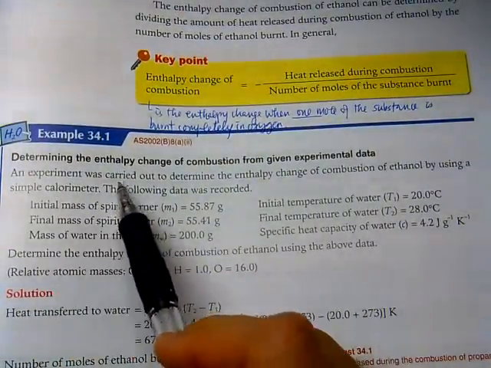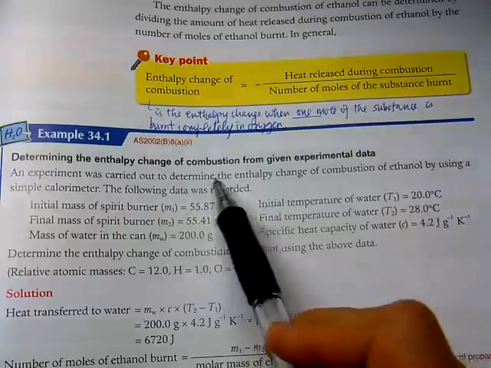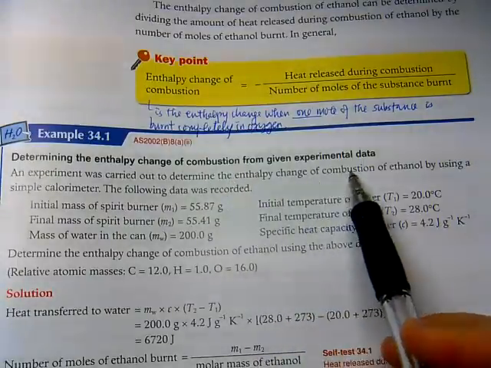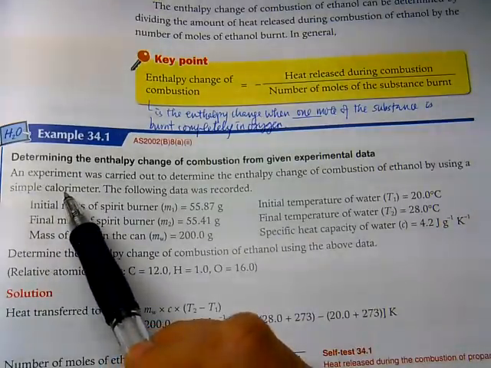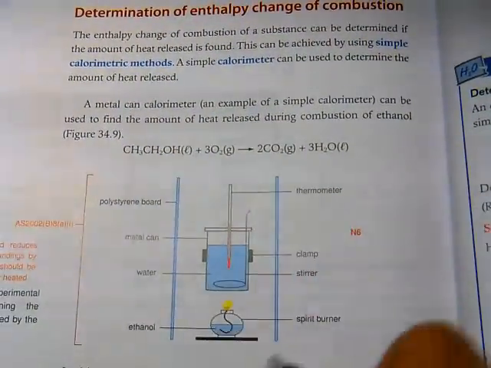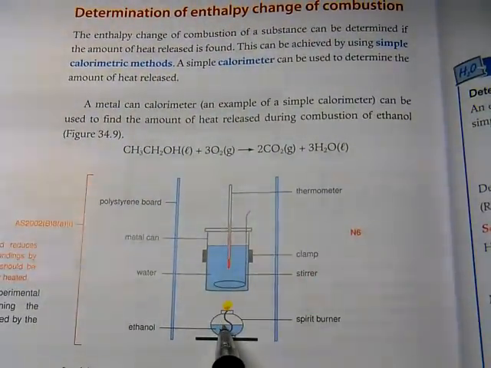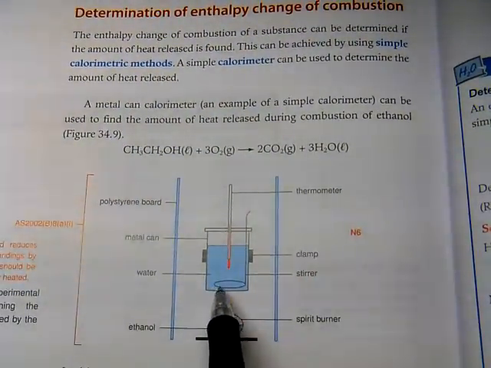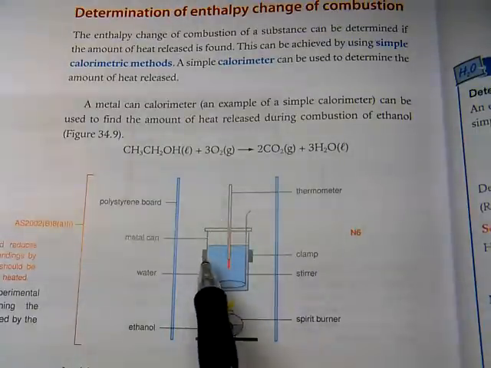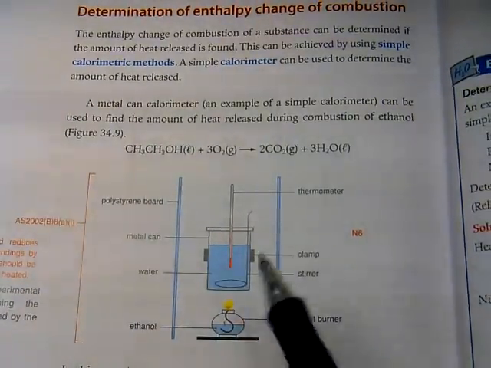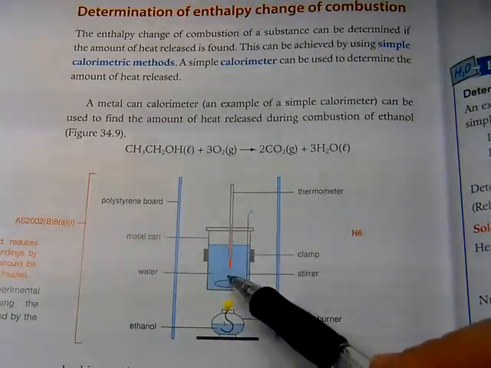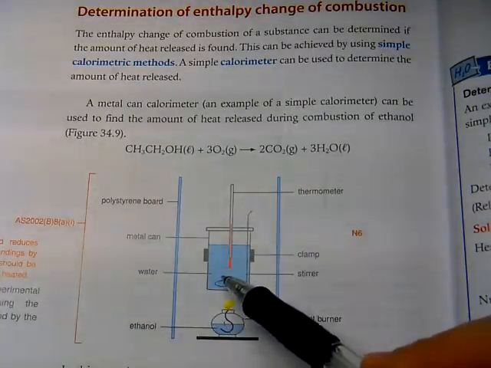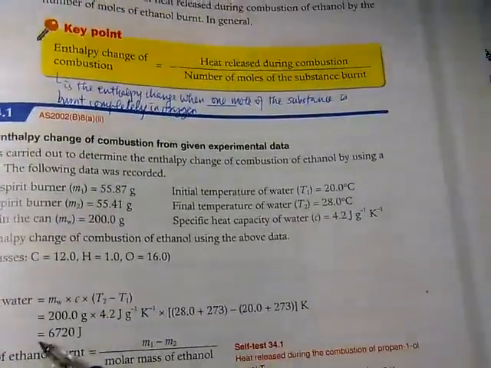An experiment was carried out to determine the enthalpy change of combustion of ethanol by using a simple calorimeter. This is the simple calorimeter. This setup, simple calorimeter. We have a spirit lamp down below a metal can, and inside we have some water. Okay, heat released during combustion of ethanol is transferred to the water inside the metal can.